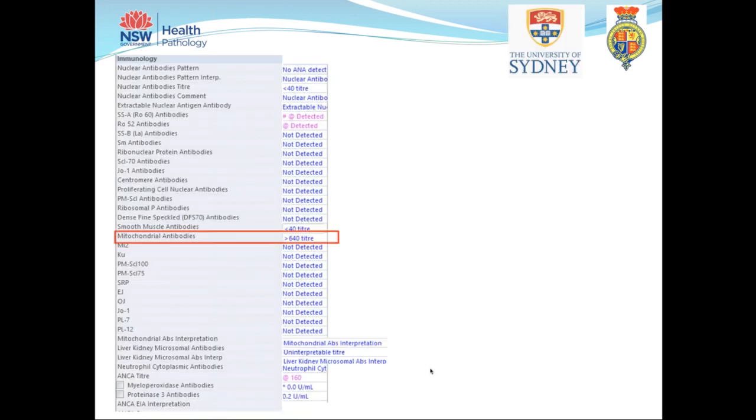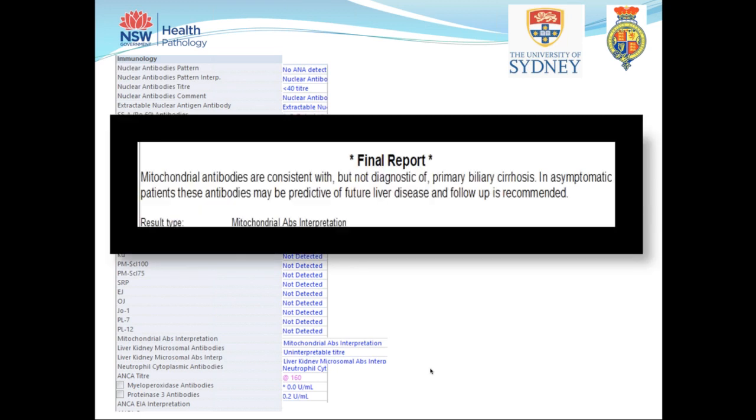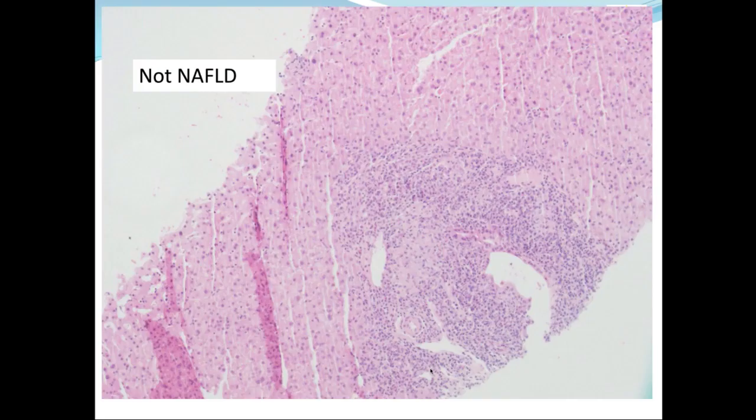And she did indeed have a strong positive AMA titer, which is consistent with, but as you may know, not entirely diagnostic of primary biliary cirrhosis. It is important, I think, to note that these antibodies can predict future liver disease in patients if they're picked up on screening. So in terms of those 3 potential etiologies, we can immediately rule out non-alcoholic fatty liver disease with the complete absence of fat.